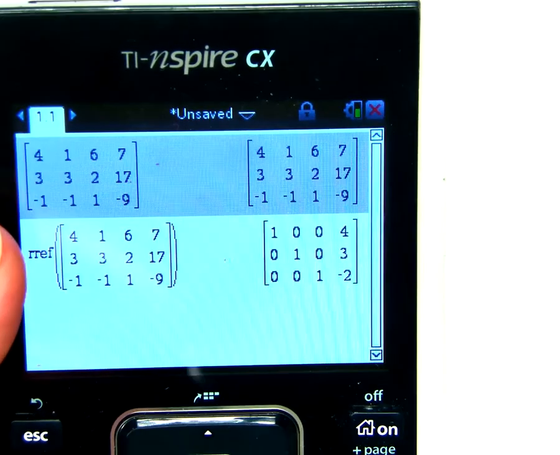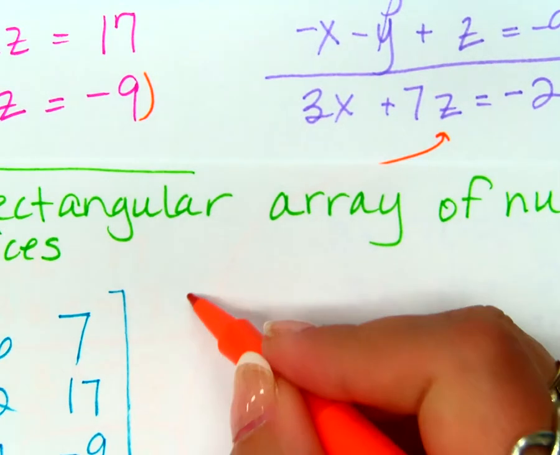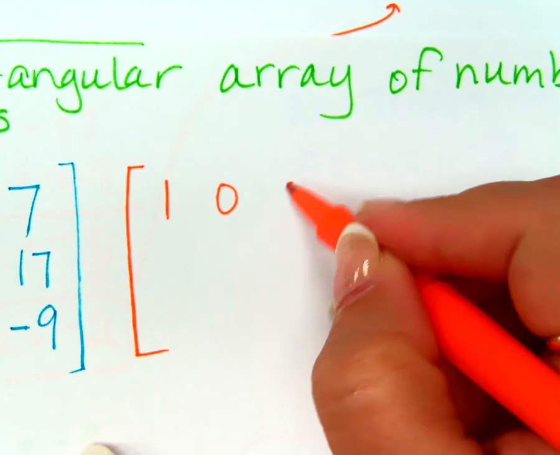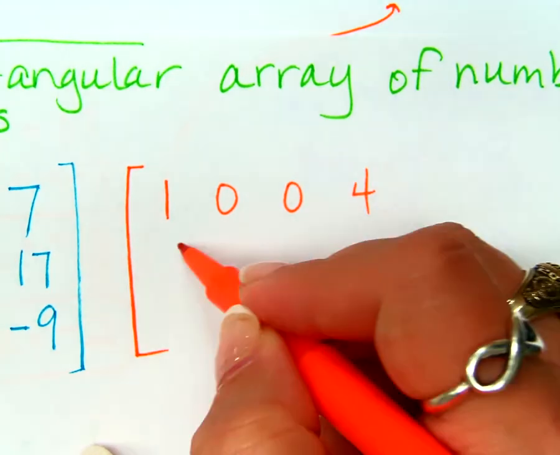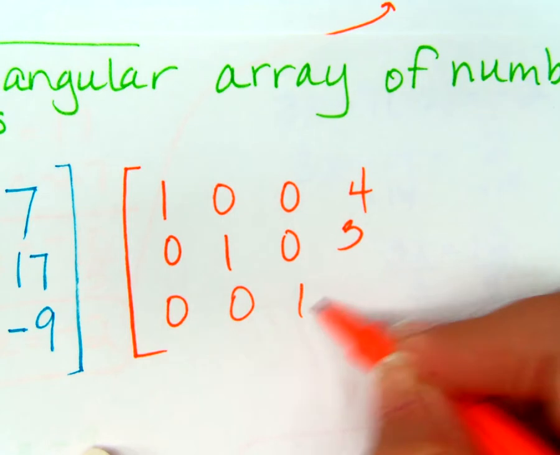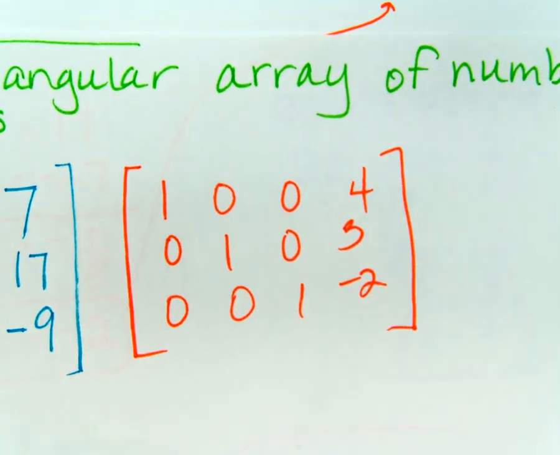If that's true, how do you figure out your answer? Well, you're going to know. You're not going to just have to guess. This is what it looks like: 1, 0, 0, 4, 0, 1, 0, 3, 0, 0, 1, negative 2. That's what the answer matrix looks like, right?